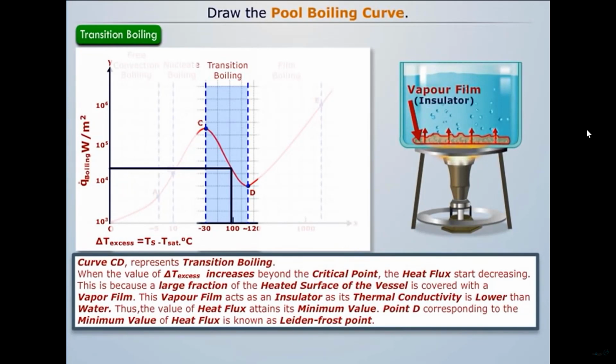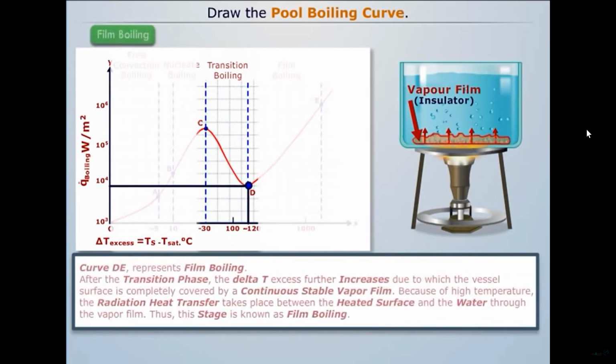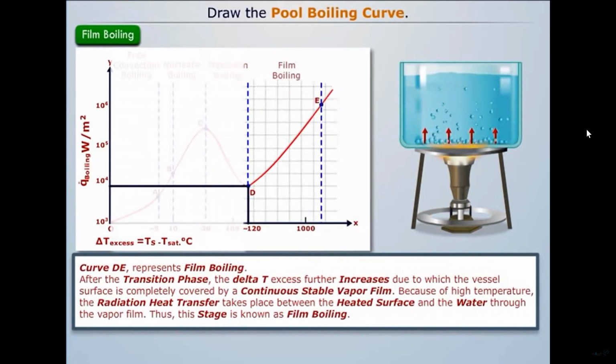That's why the heat flux attains its minimum value. Point D, corresponding to the minimum value of heat flux, is known as the Leidenfrost point. In curve CD, both nucleate and film boiling take place partially. Thus, this stage is known as transition boiling. Curve DE represents the stage of film boiling.